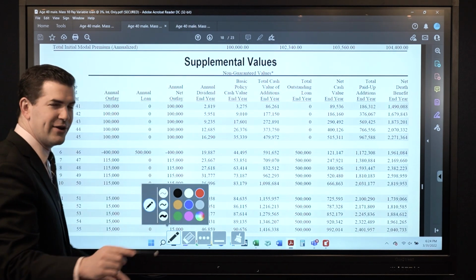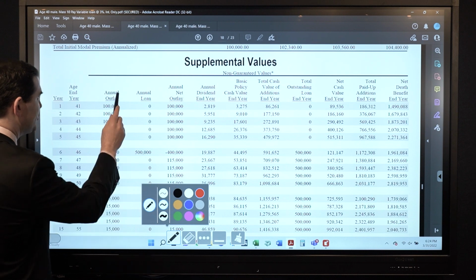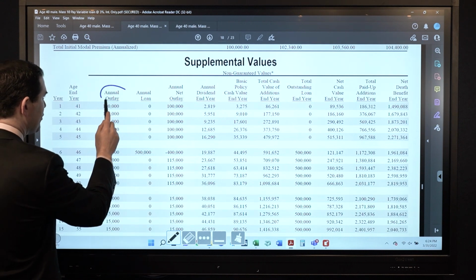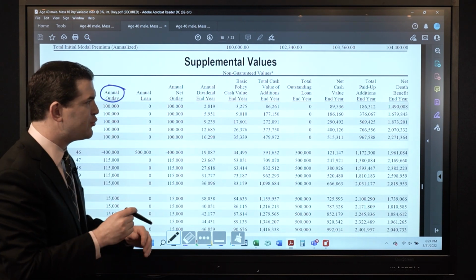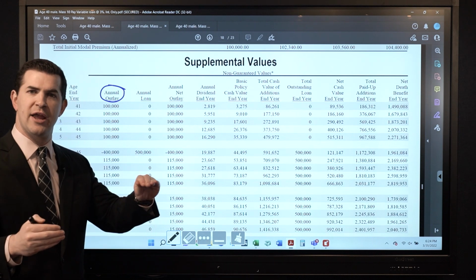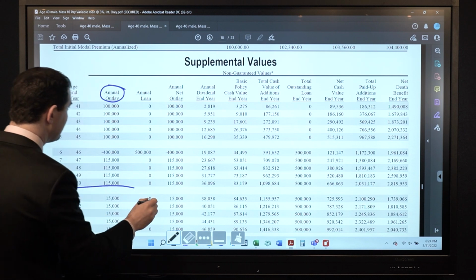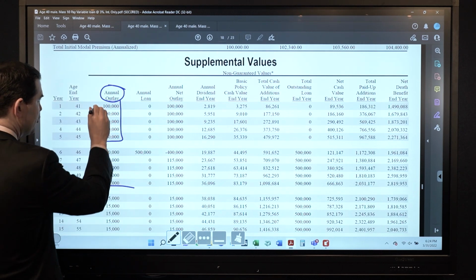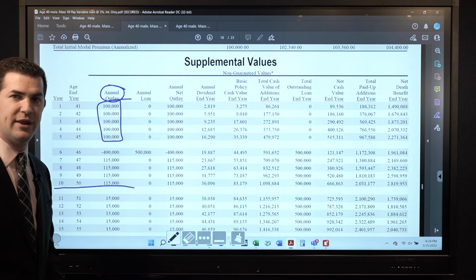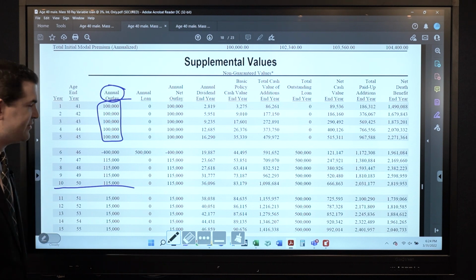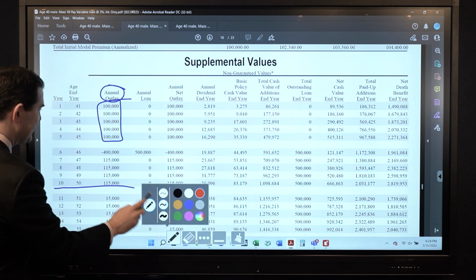So why I don't like the detailed illustrations when it comes to loans is here we've got our annual outlay. And if this was just a policy without loans, 100K per year for 10 years, that's what he's actually paying into it, we would see what we see years 1 through 5, years 1 through 10. What happens year 6? This is fun stuff, man.